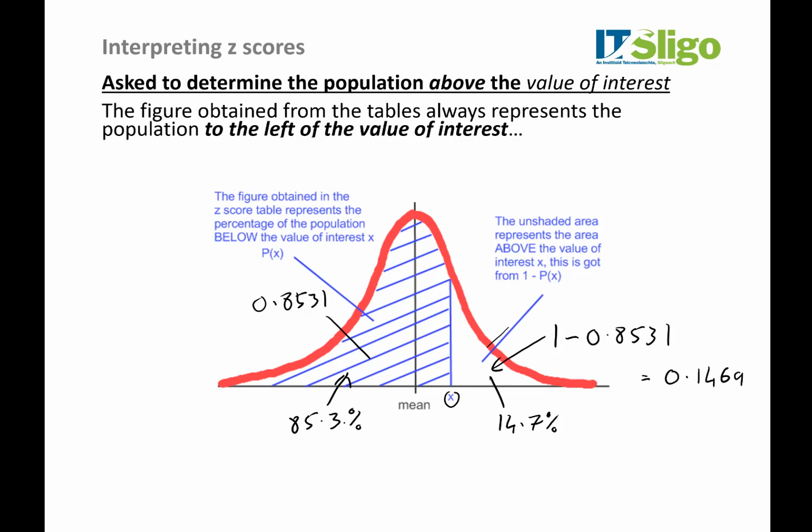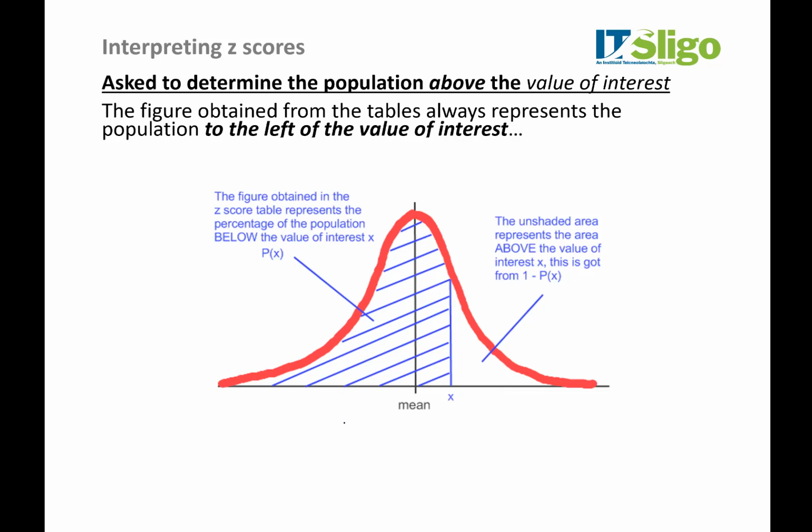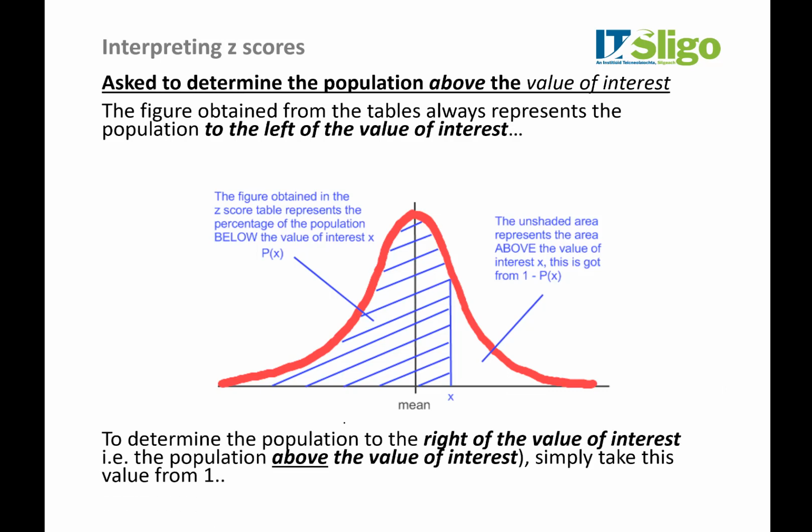So it's really important to draw that little diagram and determine what area the question is looking for. This is just saying what we do. If our area is to the right of the value of interest, we simply take the value given in the tables from 1, and that determines the unshaded area.